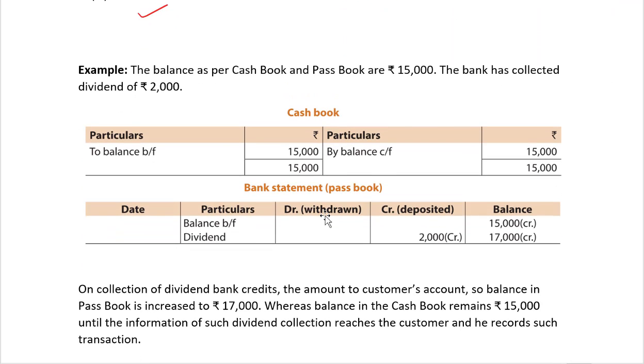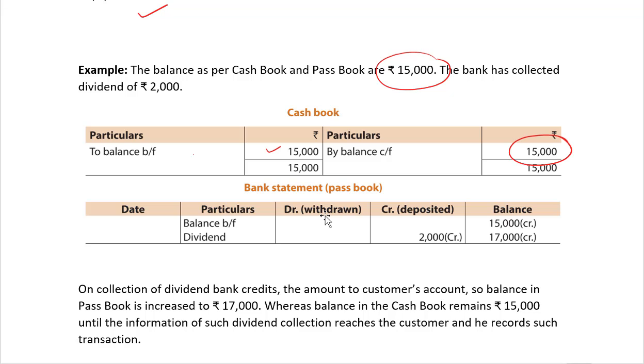Just see this example. Balance as per cash book and passbook is 15,000. So the cash book balance is 15,000, the opening balance. The customer has no information about the dividend or interest, so over here the closing balance is also 15,000.